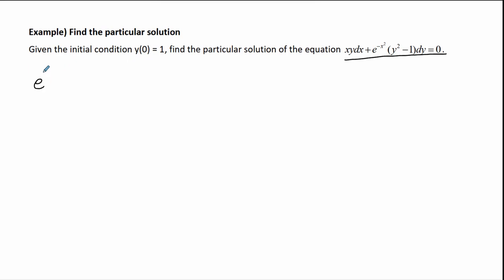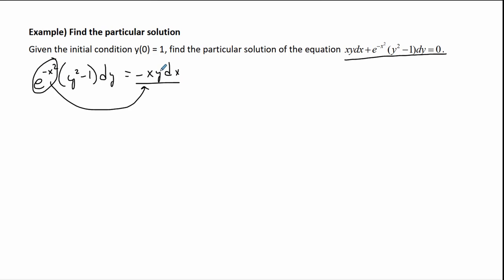I'm going to get e to the negative x squared times y squared minus 1 dy equals, I'm going to bring xy dx over, so negative xy dx. All right, now I have everything good. What do I want to do now? I want to basically divide by this, bring it over by dividing, but then I want to divide by this y and bring it over.